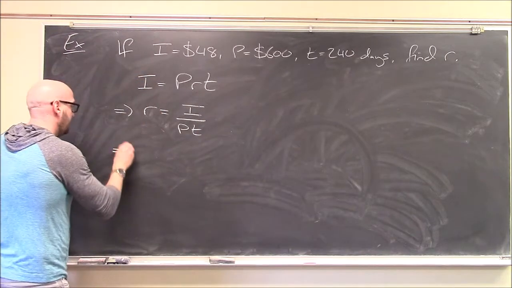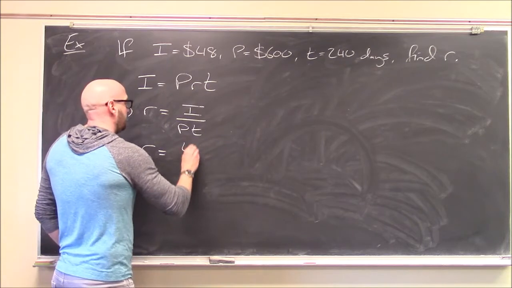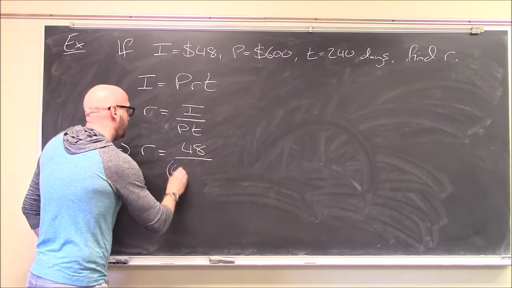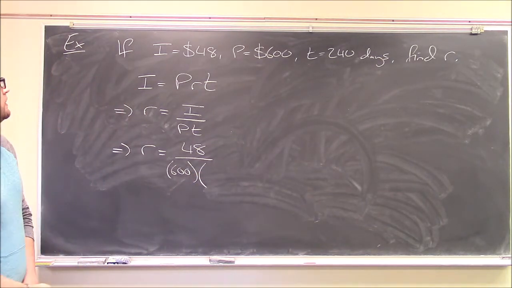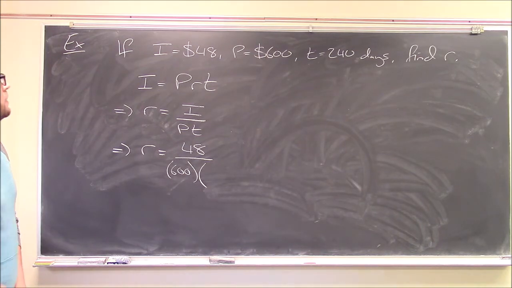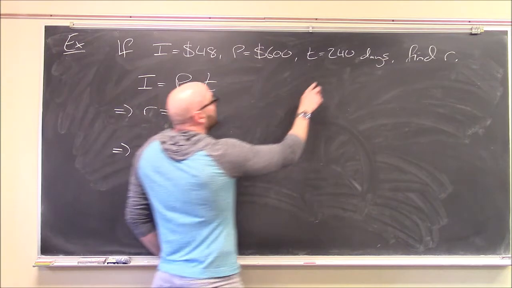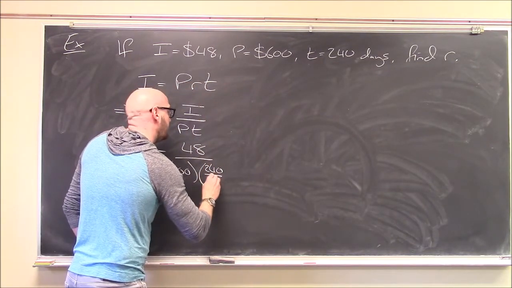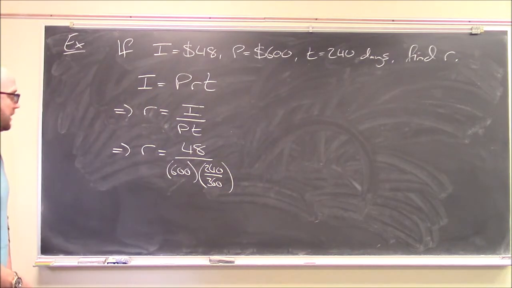And that means we'll just plug in our values. We've got I is 48. P is 600. And T, well, remember we always have to convert this to years. So we have to convert this to years. 240 days, there's 360 days in a year, so that's 240 over 360.